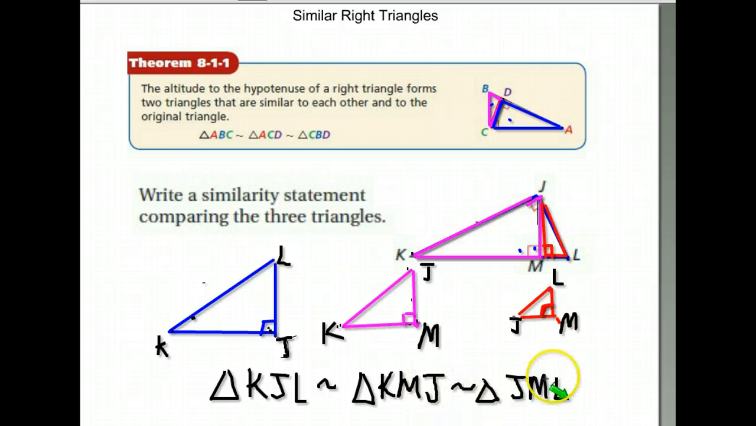Good. So this would be the similarity statement for those three triangles that are formed. So it's kind of complex, and you'll want to have a piece of paper. The first thing you do is write down the three triangles and put their points in the right place. Then you can write your similarity statement for them.